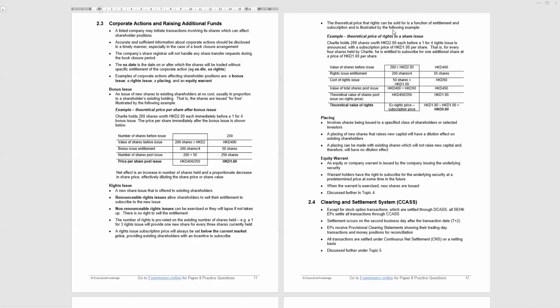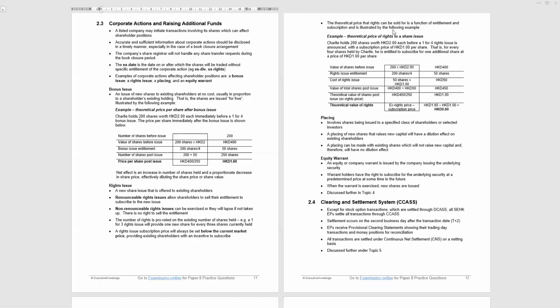So after the bonus issue, the shareholder Charlie will hold 250 shares. Now, no money's changed hands, so they are still worth 400 Hong Kong dollars. 400 Hong Kong dollars divided by 250, the price immediately after the bonus issue theoretically will be $1.60. Now, in actual fact, the market may move and price may change, move away from $1.60, but what we're looking at is the theoretical price.